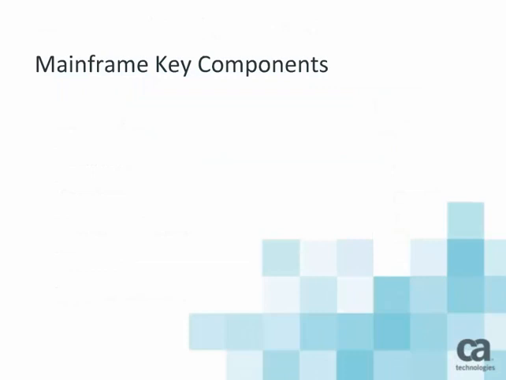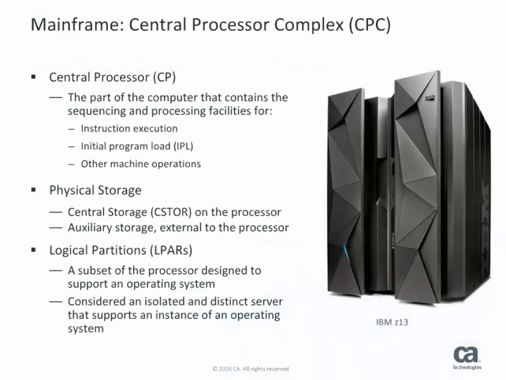Let's now look at the key components of a mainframe environment. The central processor, or CP, is the general-purpose engine of the mainframe that does the majority of the work. Most z/OS software is priced according to the capacity of the general-purpose CP engines. These engines can be turned on and off if the customer has contracted with IBM for capacity on-demand upgrades.